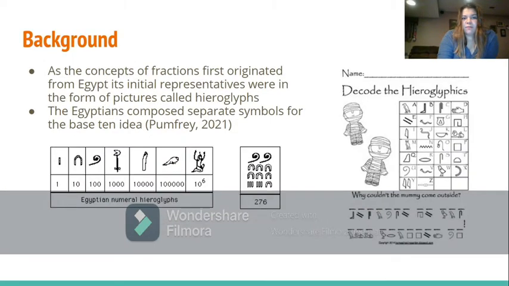As the concepts of fractions first originated from Egypt, its initial representations were in the form of pictures called hieroglyphs. The Egyptians composed separate symbols for the base 10 idea. The first chart shows the Egyptian numeral hieroglyphs, and the second chart shows the 2 symbols for 100, 7 symbols for 10, and 6 symbols for 1. So this would represent 276.